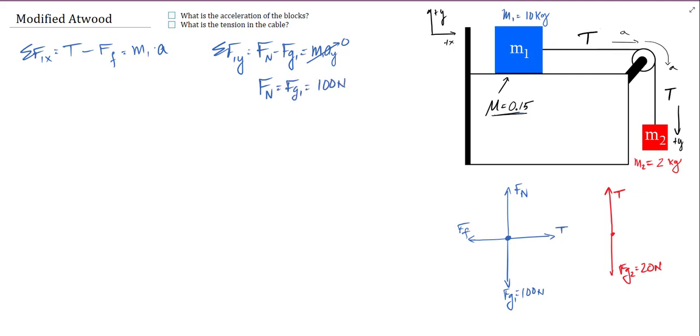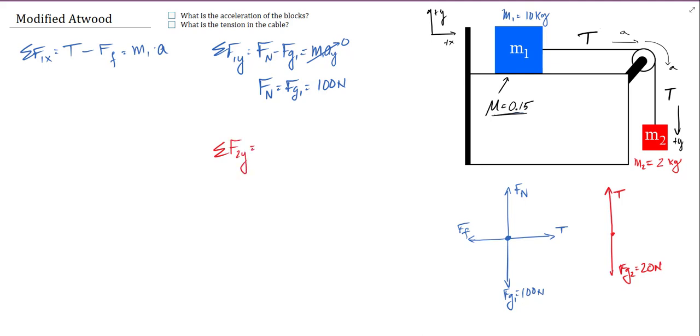So the normal force is 100 newtons. In this case, it's equal to the weight of object 1. We can write some equations for the red one. There is not really anything happening in the x direction for the red one, so we're just going to write a y equation. So, sum of the forces in the y on object 2.